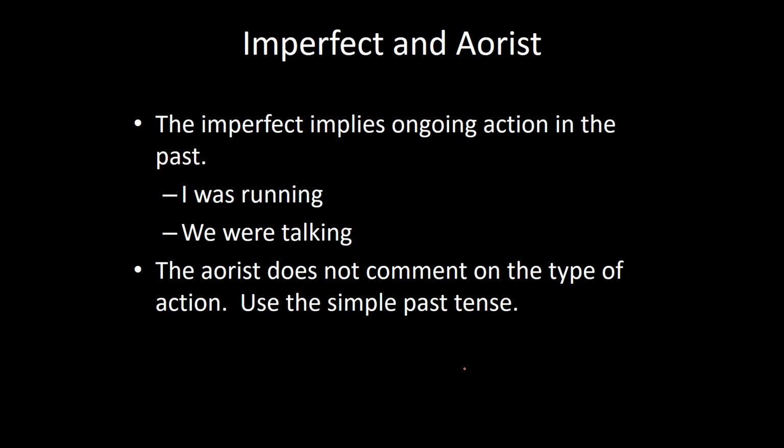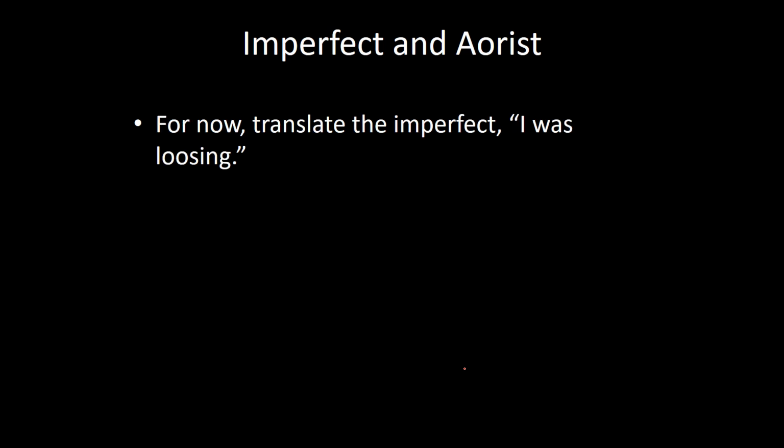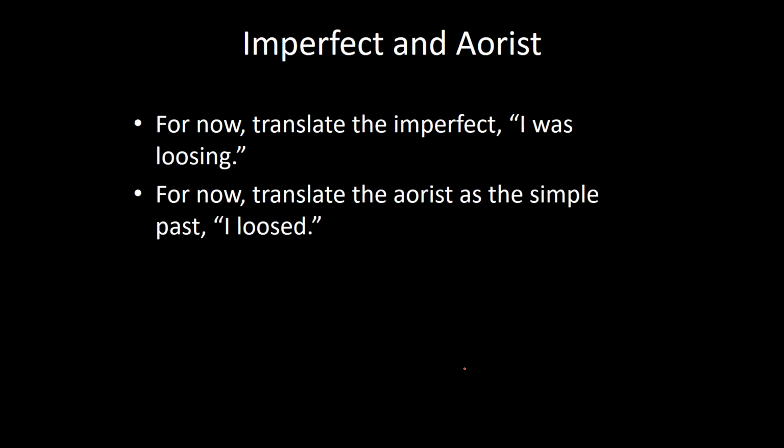It's not commenting on the action, but the imperfect is commenting on the action. It's telling you it was action in progress, and I'm going to tell you about it. So for simple past tense on the aorist, it would be something like, I ran. We talked. Might have been 5 minutes, might have been 50 hours, no comment. So for now, translate the imperfect, I was loosing. It's was or were plus the ing form of the verb. And for now, translate the aorist with the simple past tense, I loosed.